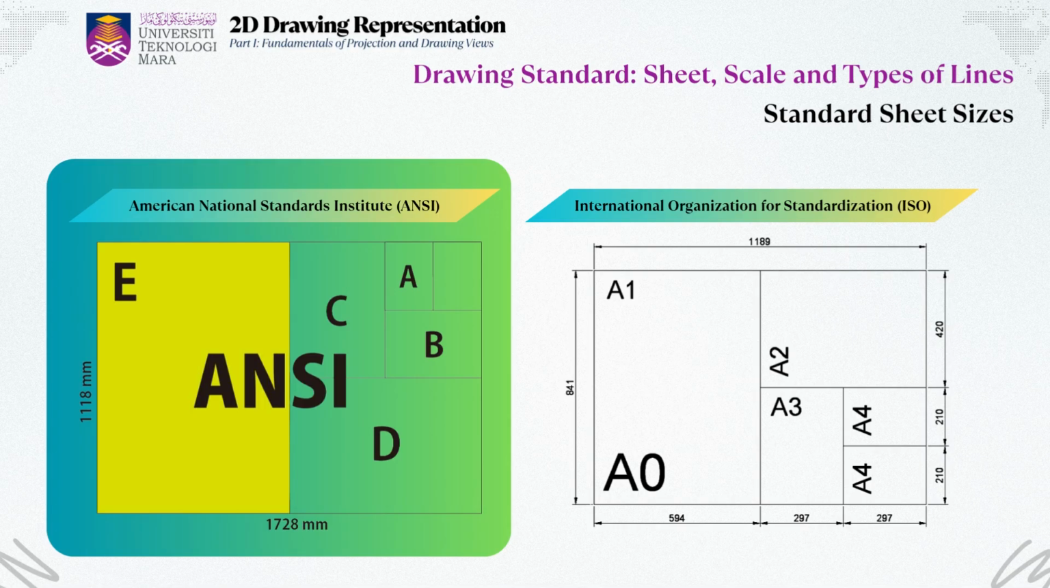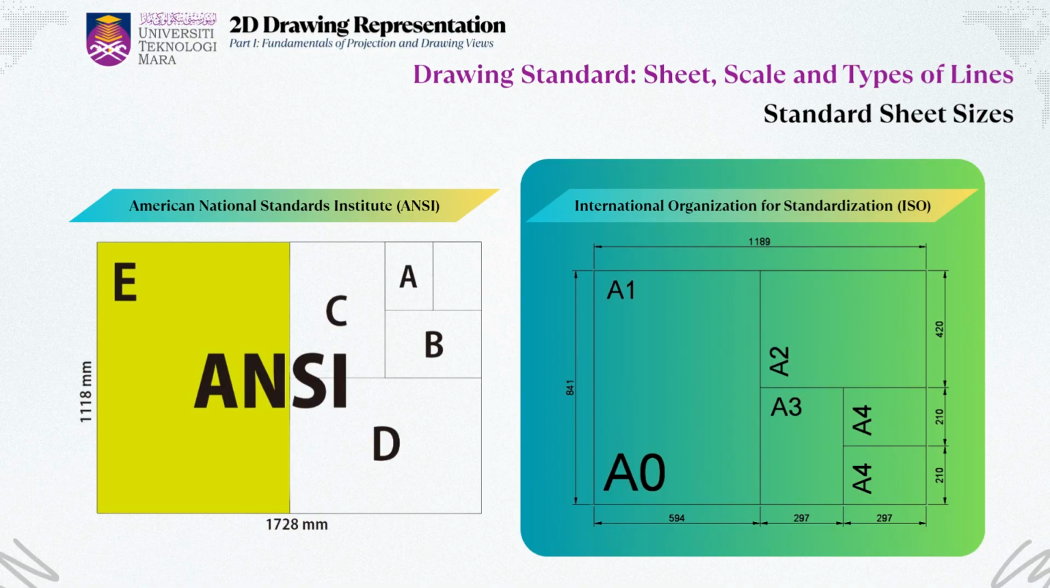Now, shifting over to the ISO standard on the right, this system uses the A-series sizes, starting from A0 as the largest sheet. What's unique about the ISO system is its aspect ratio of √2:1, which allows each size to scale down or up perfectly. For instance, A1 is half the size of A0, and A4 is half the size of A3, making it very efficient for printing, copying, and scaling. That's why ISO is the preferred standard for most international design and manufacturing practices.